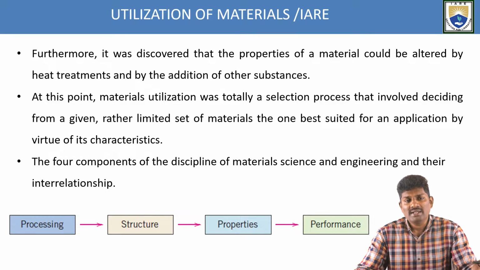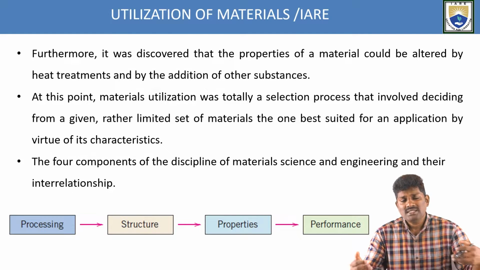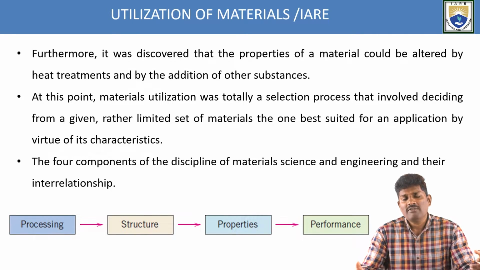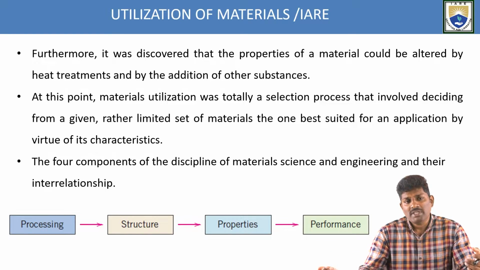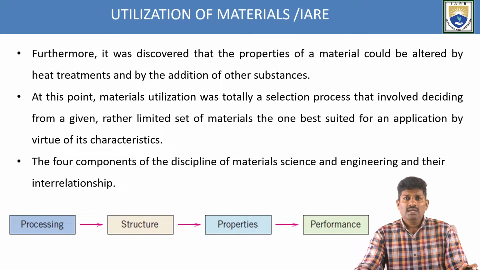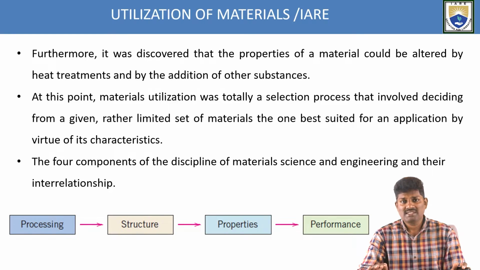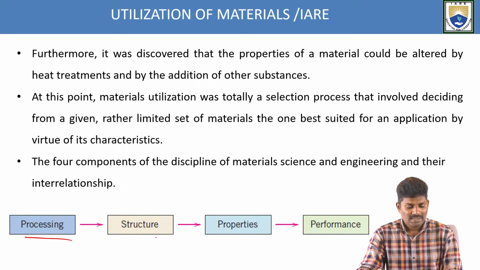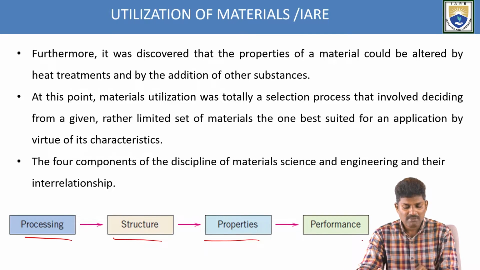Then only we can decide the exact material for the required application. That's why there is a lot of selection. There is a lot of availability of materials. So how are you selecting the materials? Based upon your properties. And there are four main components in material science engineering. So what are these? Processing, structure, properties and performance.